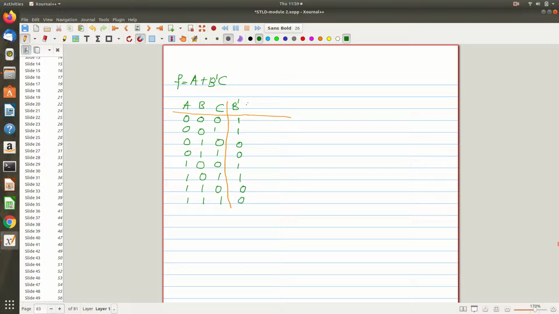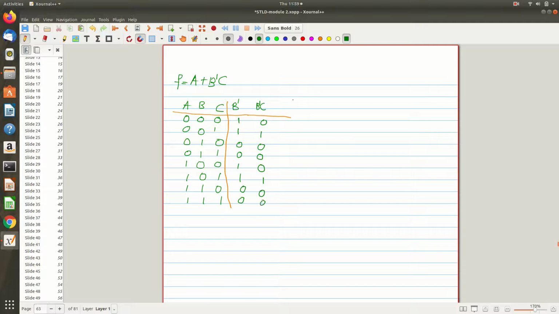Now tell me what b dash dot c is. That is the next term I'm interested in. b dash and c are nearby, so just perform the AND operation. You will get 0 dot 1 is 0, 1 dot 1 is 1, 0 dot 0 is 0, 0, 0. Then this is 1, this is 0, this is 0.